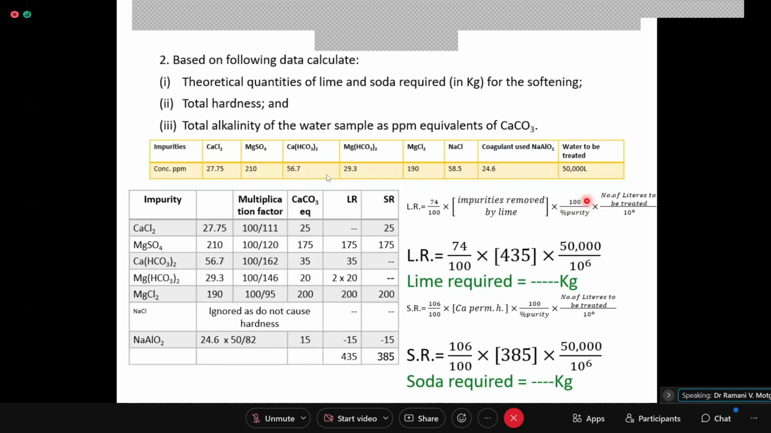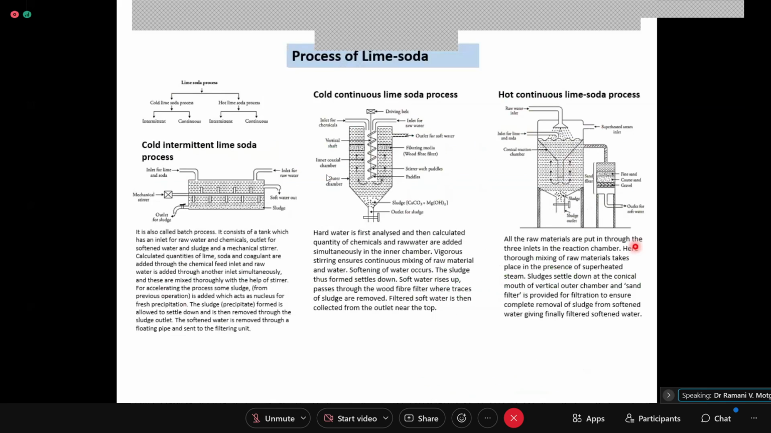Yes, ma'am. Okay. So everyone, are you getting this? Because there is no mention of the percentage purity of lime and soda, it is considered that lime and soda is 100% pure, or they are not aware of it. Okay. One of the thing is possible, isn't it? So you consider that it is 100% pure, and you don't have to consider anything here. So this part will not be there in your calculation then. Clear? Okay.